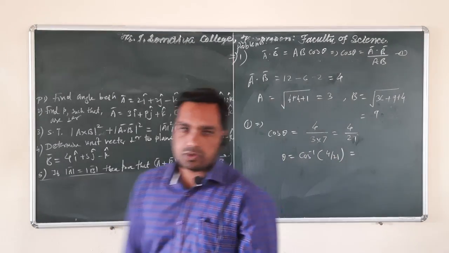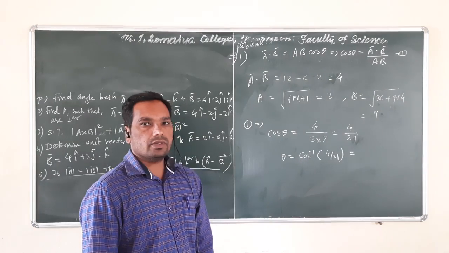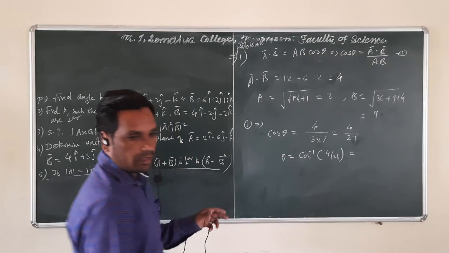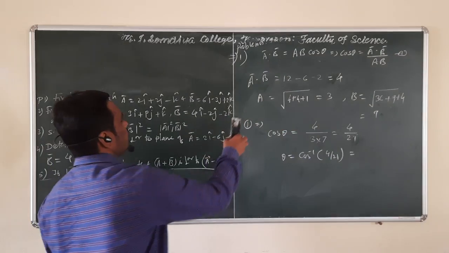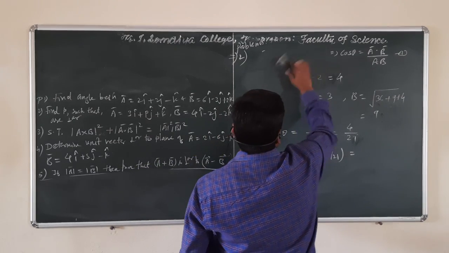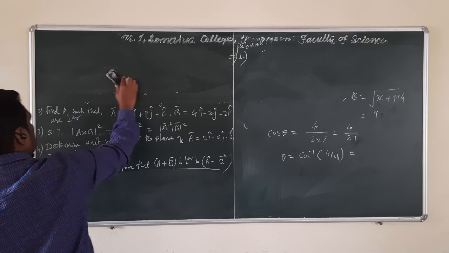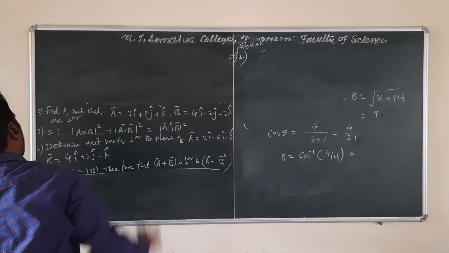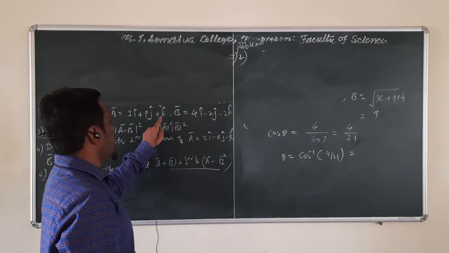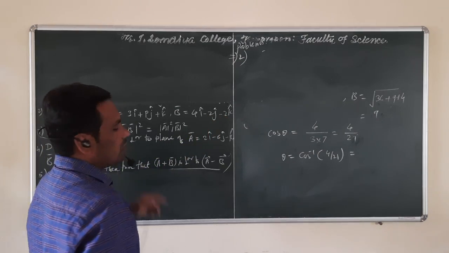Okay, so on your scientific calculator, find out this value, cos inverse 4 by 21. So I think that value is 79 degree. Now we are going to solve problem number 2. So problem number 2 is, find p such that vector A is 3i plus pj plus k, vector B is 4i minus 2j minus 2k, are perpendicular to each other.